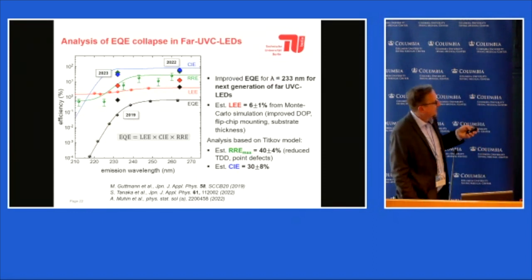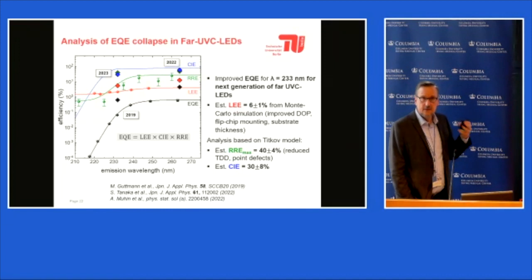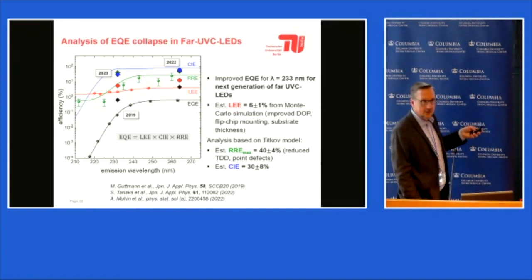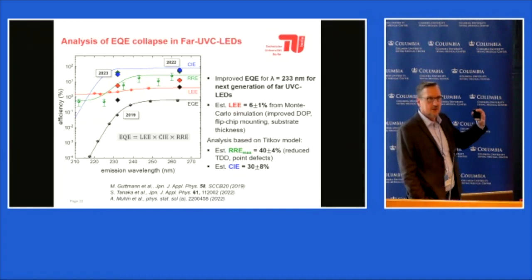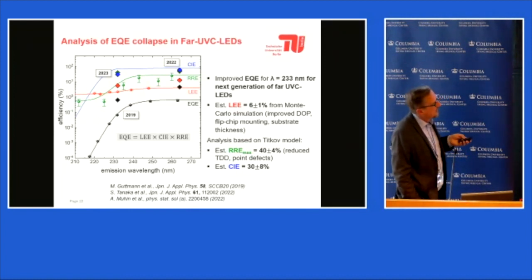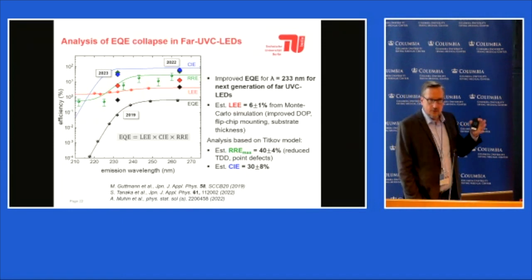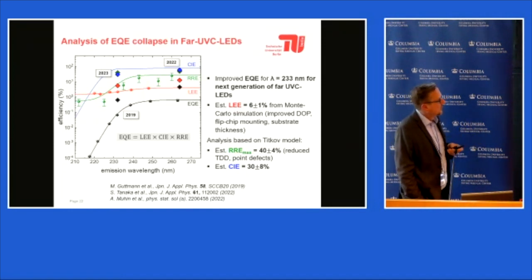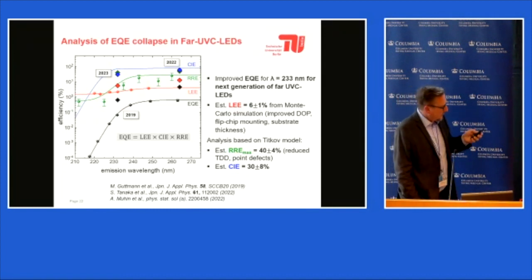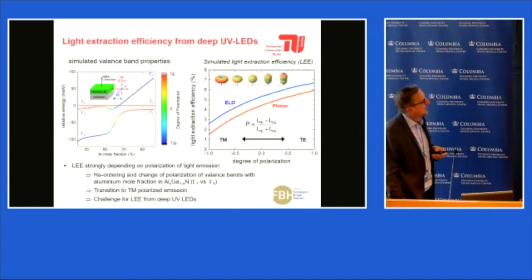268 nanometer LED. So light extraction is still the biggest gap with only 6%. So we actually generate much more light. 94% of the light is not coming out of the chip. So it's there, but we cannot extract it. So there's a lot of things we can gain, improving light extraction efficiency. The radiative efficiency is about 40%, and the current injection efficiency is about 30%. So it's significantly improved, but there's still a lot of work to be done.